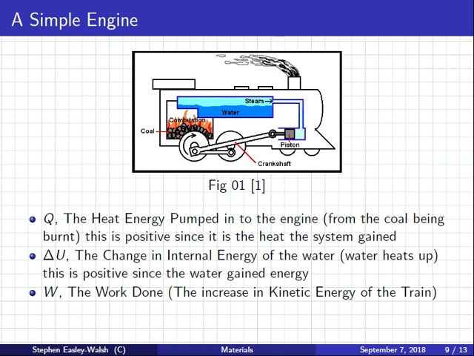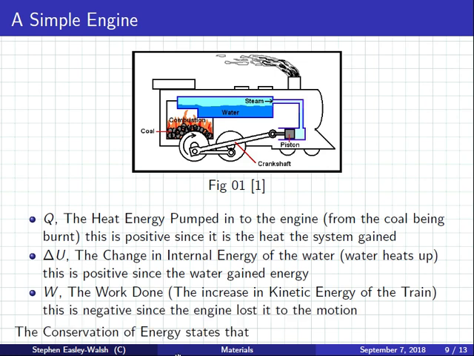What's this rule called? It's called the conservation of energy. It says energy can't be created or destroyed. Conservation of energy is what it's called. The conservation of energy states that Q equals delta U plus W.